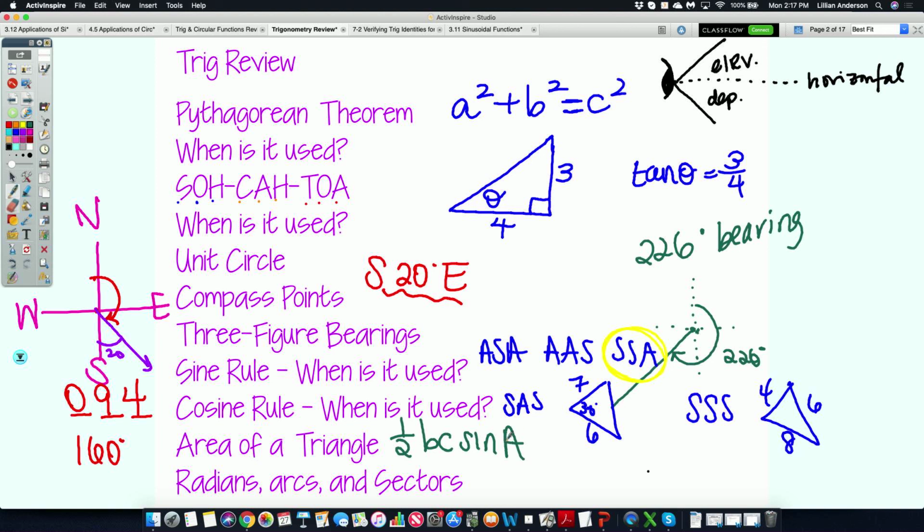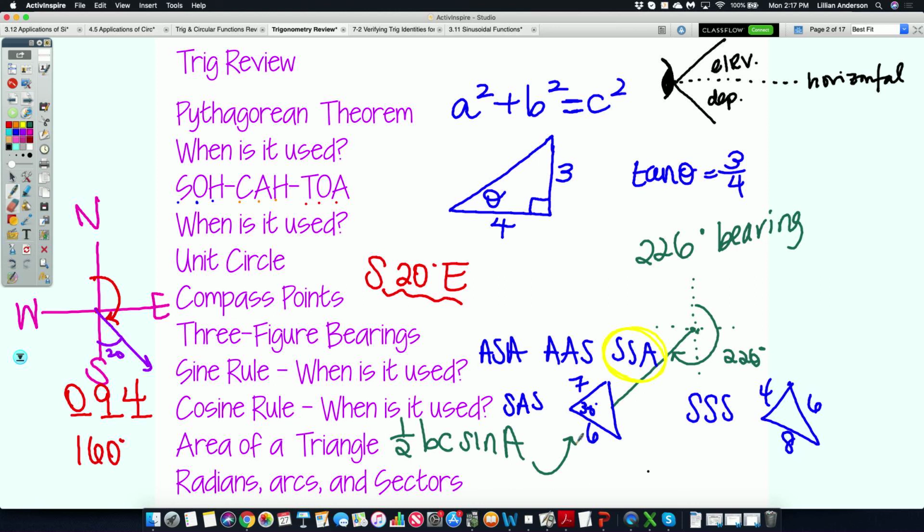Heron's formula is another way to find the area of a triangle if you know all three sides. But that's not in your reference booklet. I think it's 1/2 bc sine A. It could be 1/2 ac sine B, or the corresponding one. Yes, pretty much. And this is used in situations where you know two sides and the included angle, you can find the area of a triangle.